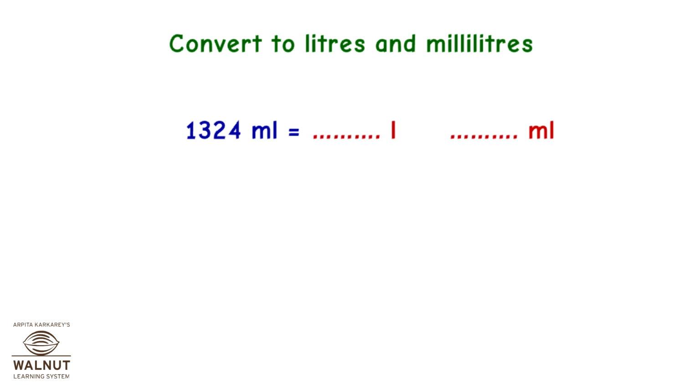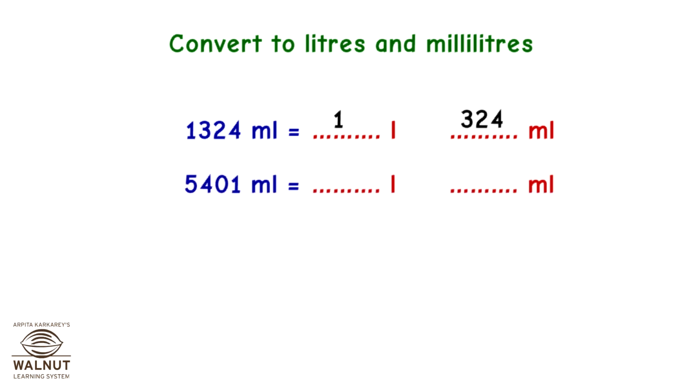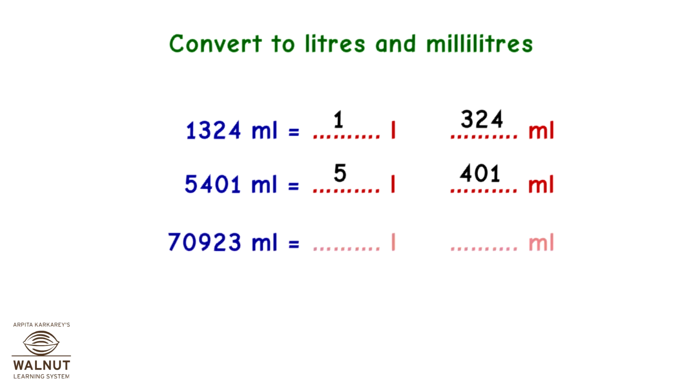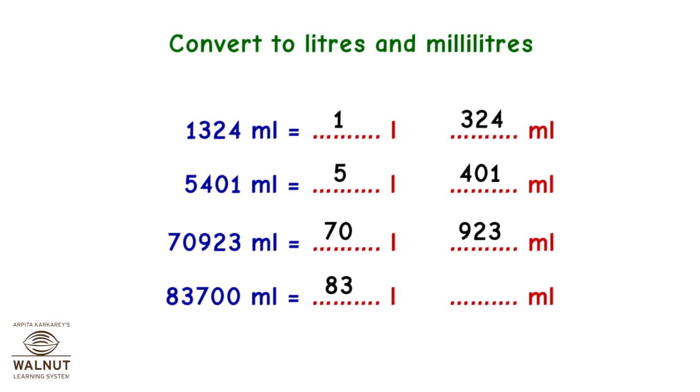1,324 ml is equal to 1 liter and 324 milliliters. 5,401 ml is equal to 5L and 401 ml. 70,923 ml is equal to 70L and 923 ml. 83,700 ml is equal to 83L and 700 ml.